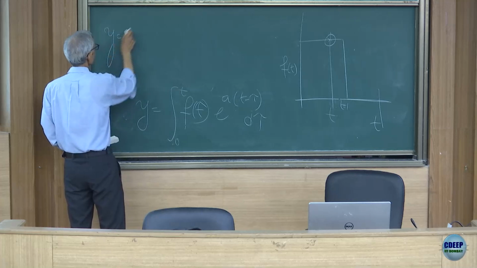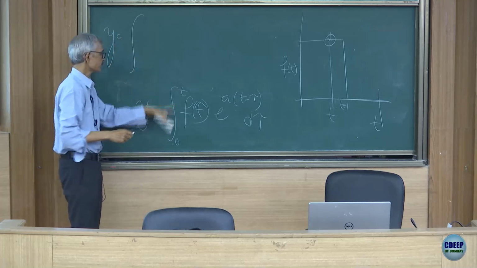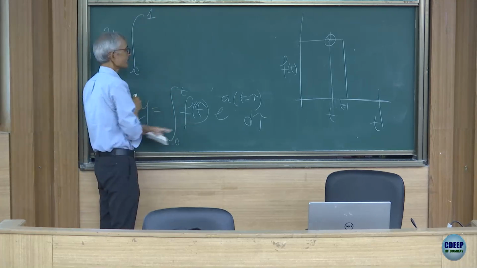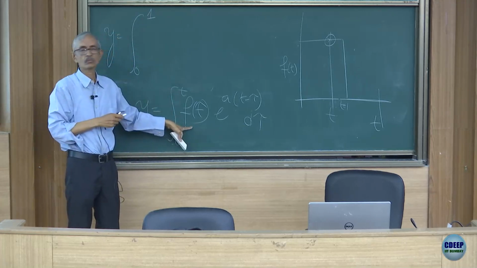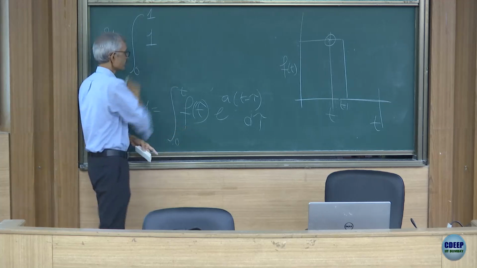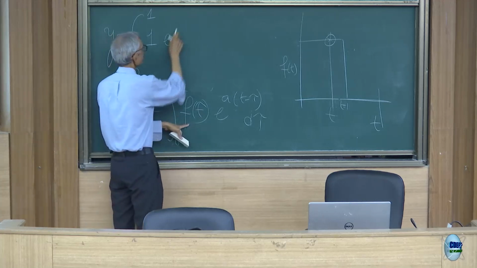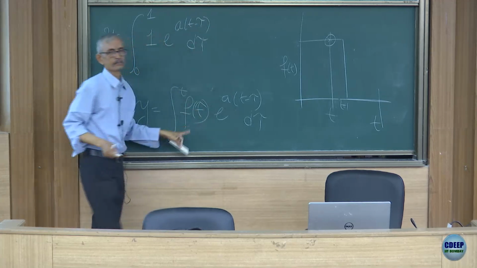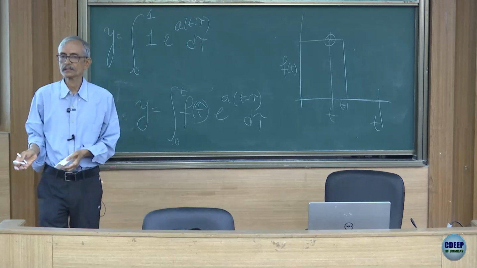Y is going to be the integral from 0 to 1 of f tau. What is f tau from 0 to 1? It is 1. So f tau from 0 to 1 is 1, times e to the a (t minus tau) d tau. What will be the second integral?